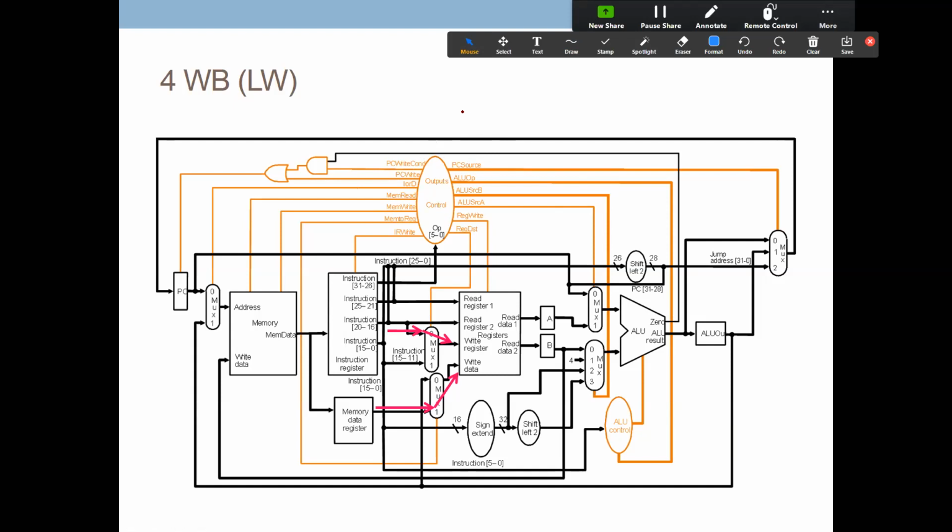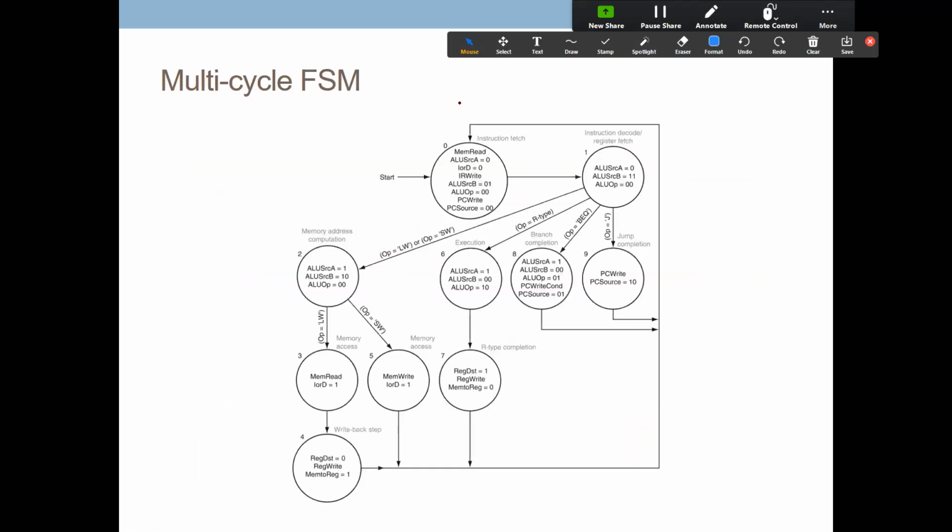Are there no questions? Okay. So again, this is a summary of the same diagram, and you can see now how many cycles: the jump and branch equal take 3 clock cycles. Okay, and the R-type and the store take 4, and the load takes 5.